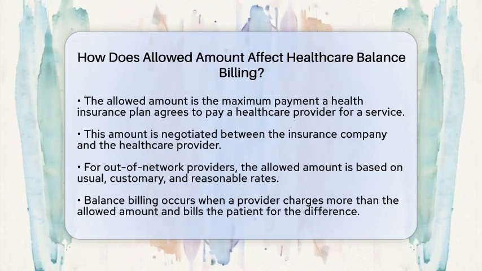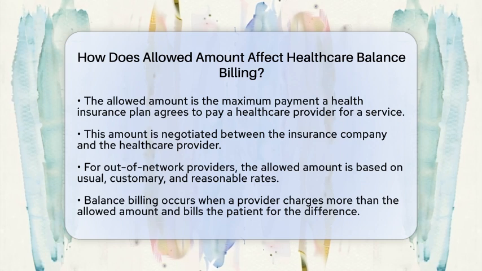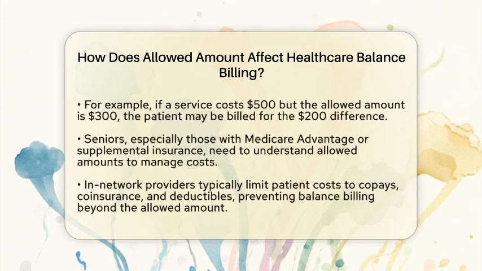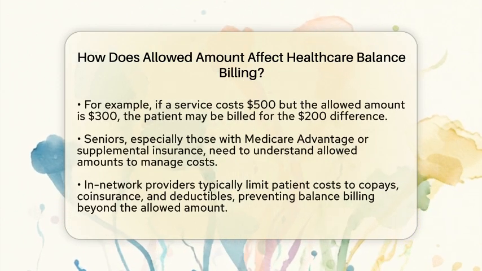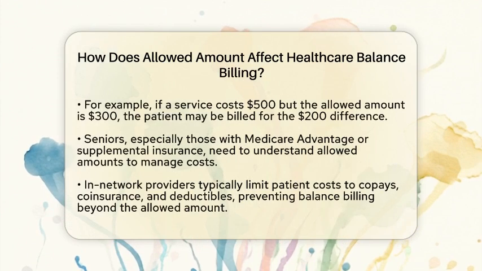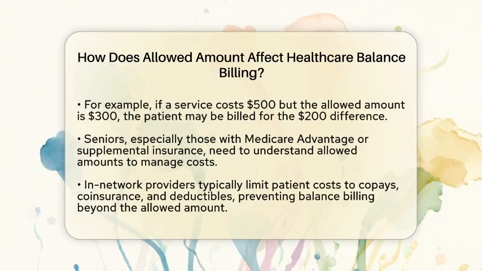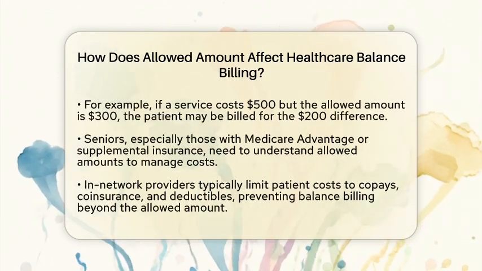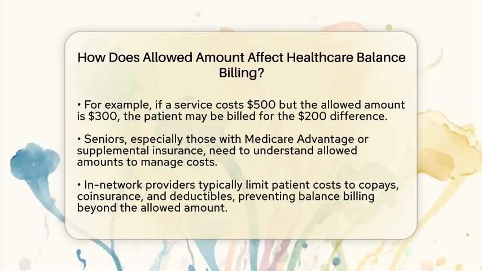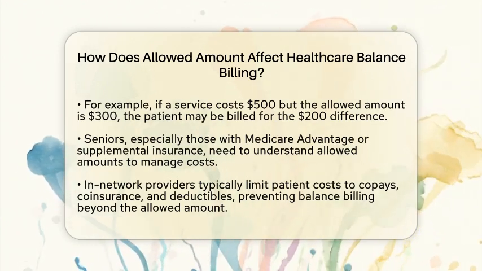Now, balance billing comes into play when a healthcare provider charges more than this allowed amount. In such cases, the provider can bill the patient for the difference. For instance, if a provider charges $500 for a service but the allowed amount is $300, the provider may bill the patient for the $200 difference. This is what we call balance billing.